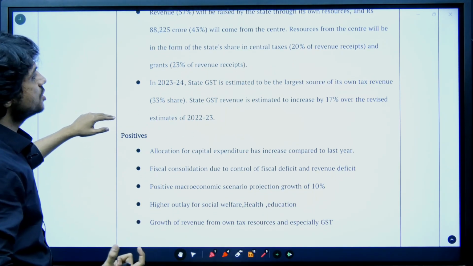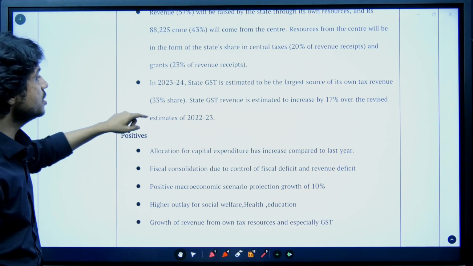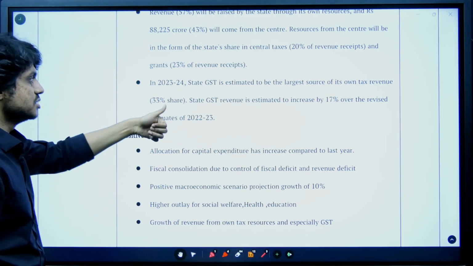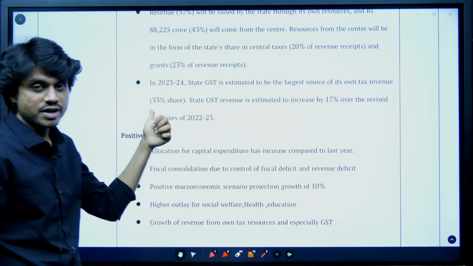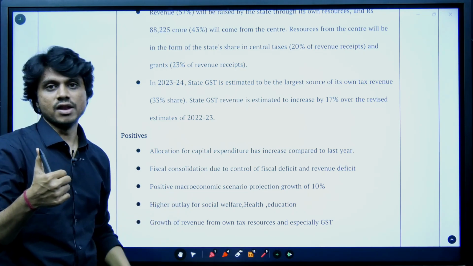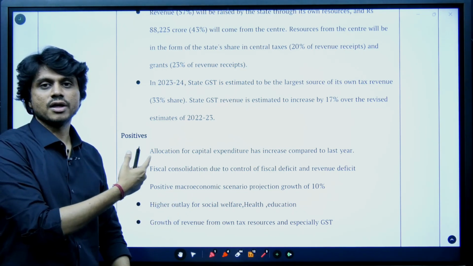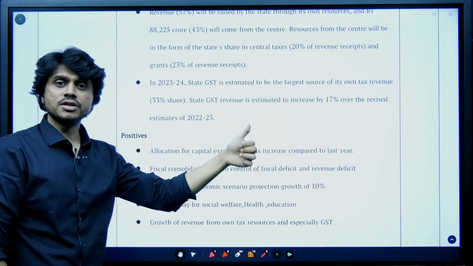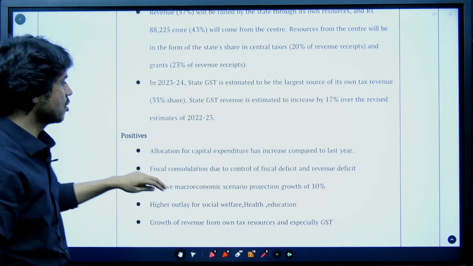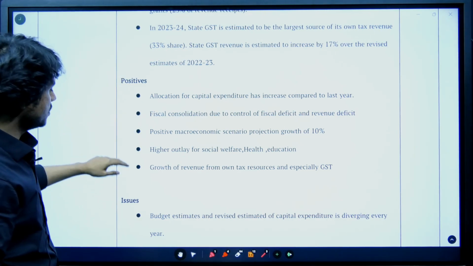Now, the majority of the revenue coming to the state government is from the state GST. This is a very good provision, a very good measure. That means GST is working well, right? This point can also be used in the question analysis of GST. So this is a very good thing. Okay, so I have given the positives.